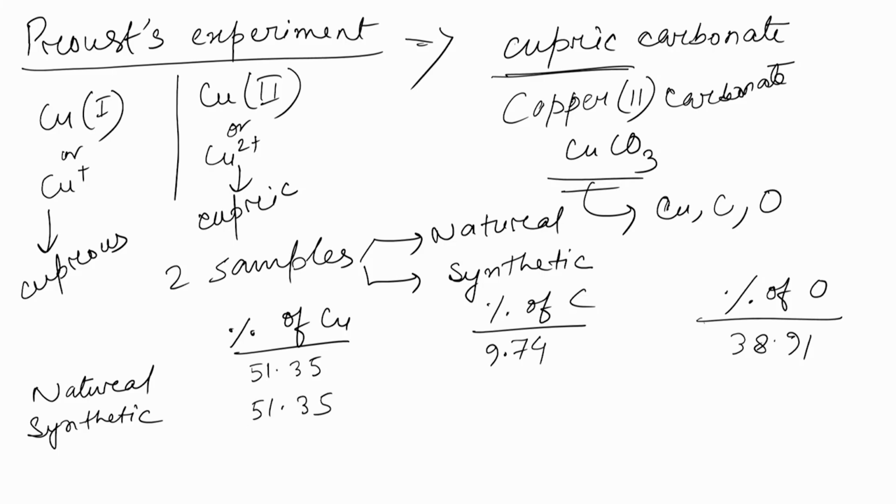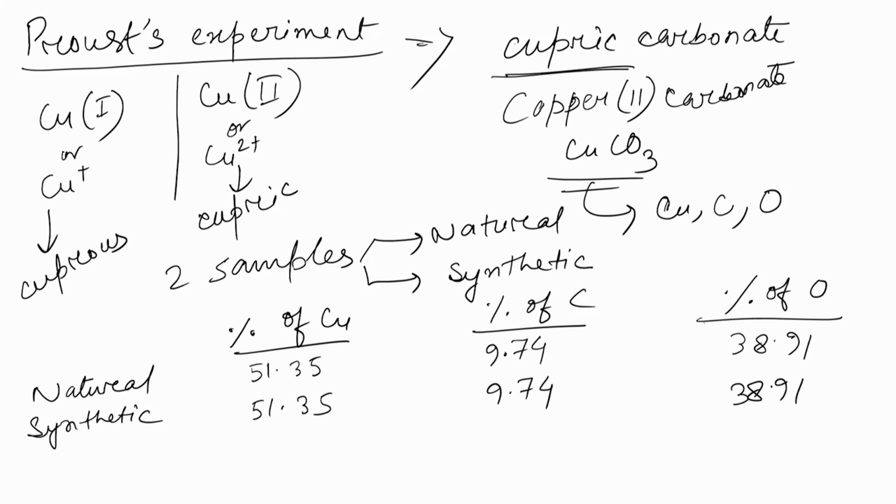Now when he measured the composition of the synthetic sample, he got these exact same results. 51.35% of copper, 9.74% of carbon and 38.91% of oxygen. So the two sets had exactly similar composition of the elements. From this it was concluded that no matter the starting point or the source, the compound will always have the definite ratio of its constituent atoms.